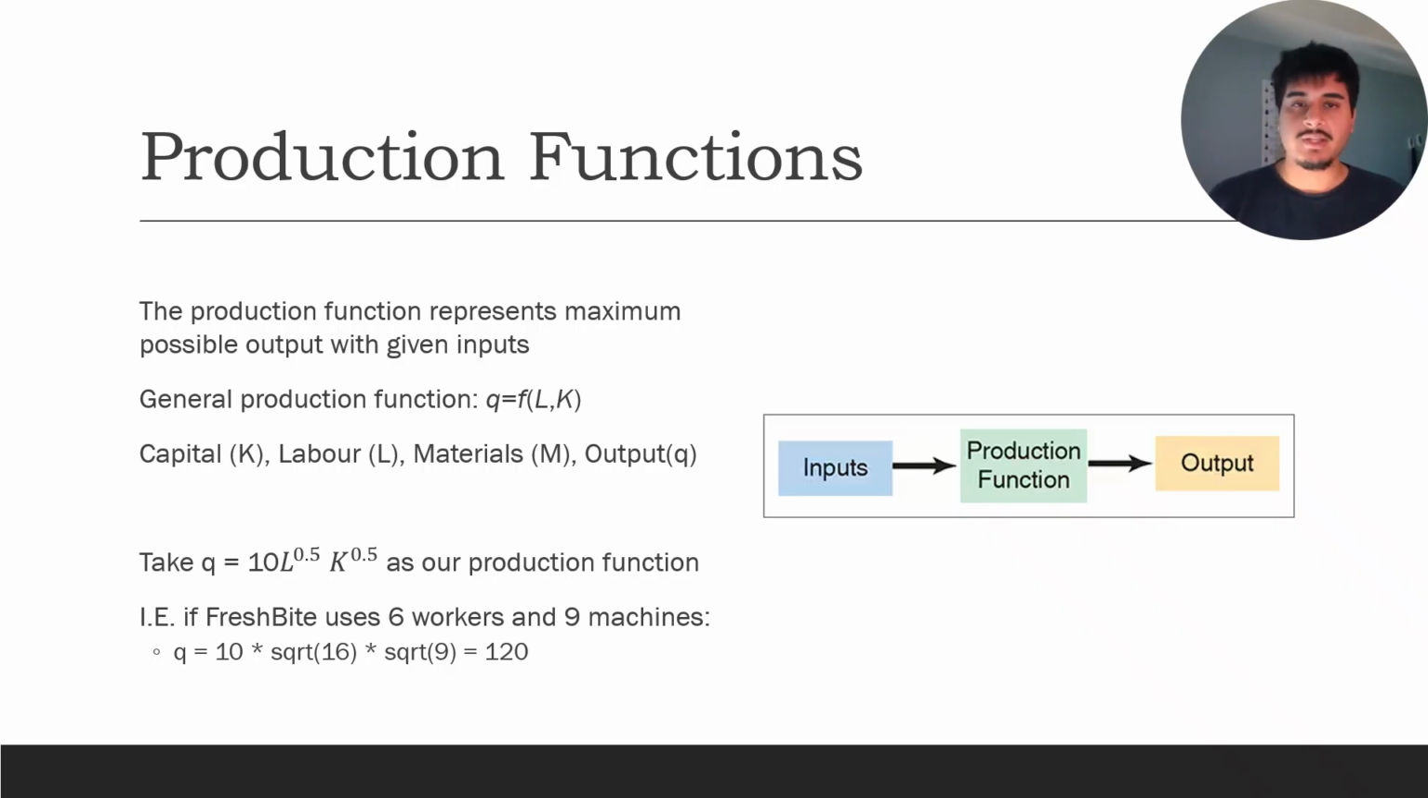For example now, if FreshBite uses 16 workers and 9 machines, the output is Q equals 10 times the square root of 16 times the square root of 9 equals 10 times 4 times 3 equals 120, which means 120 salads per hour. This function captures how inputs combine to produce output and is the foundation for making cost-effective decisions.